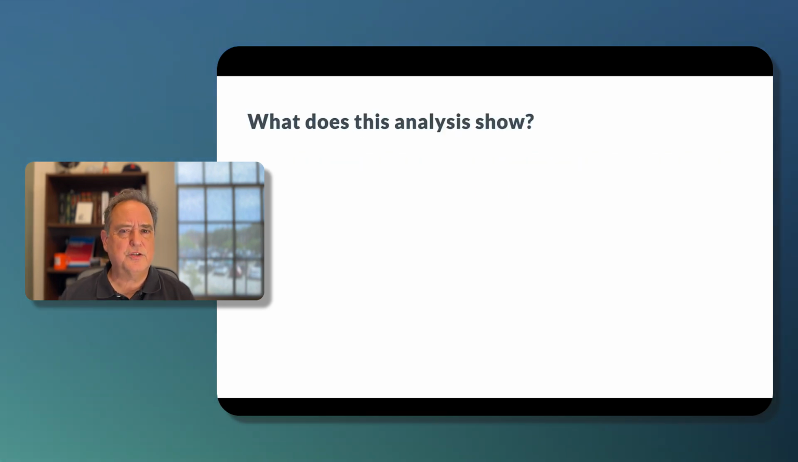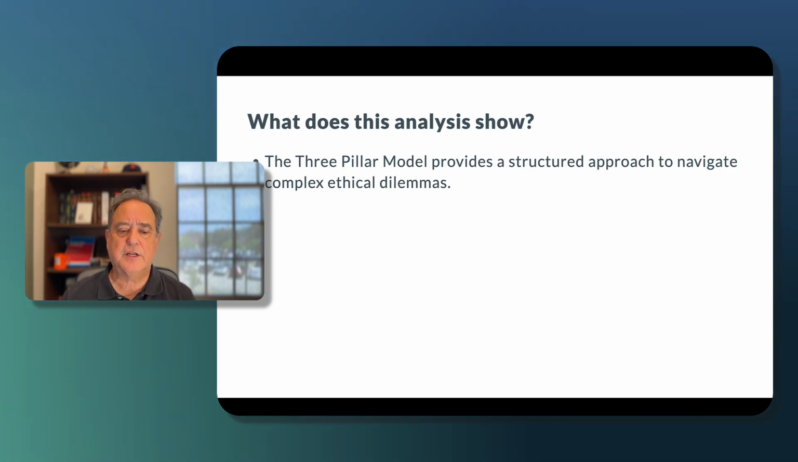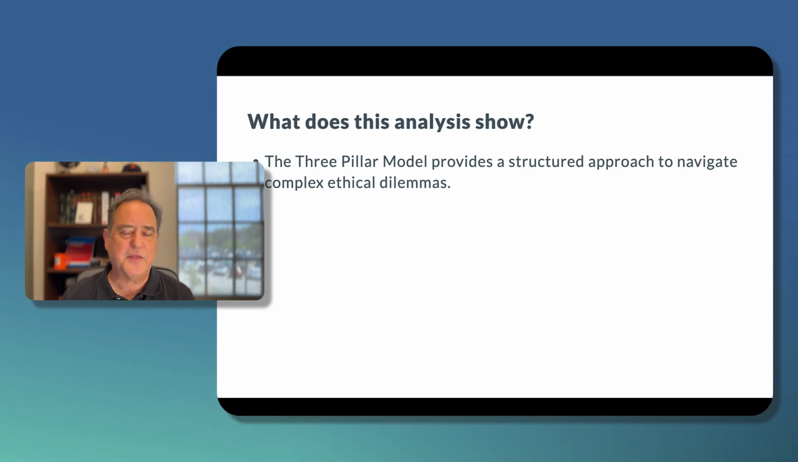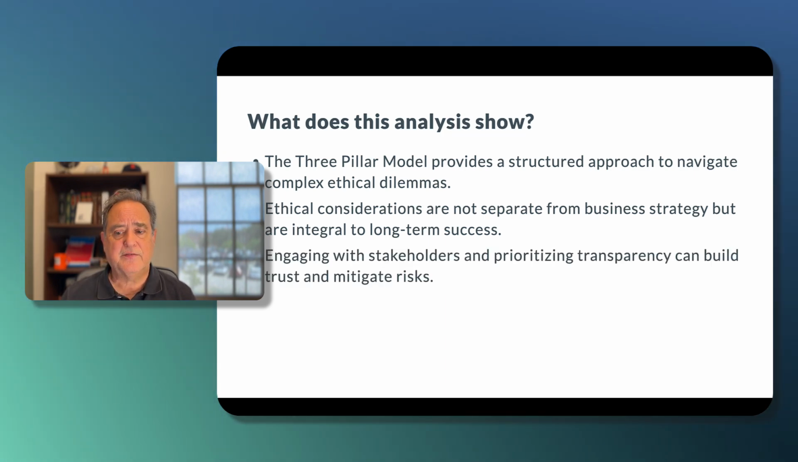So, in conclusion, what does this analysis show? The three-pillar model provides a structured approach to navigate complex ethical dilemmas. We know that ethical considerations are not separate from business strategy, but are integral to long-term success. And finally, engaging with stakeholders and prioritizing transparency can build trust and minimize our risks.